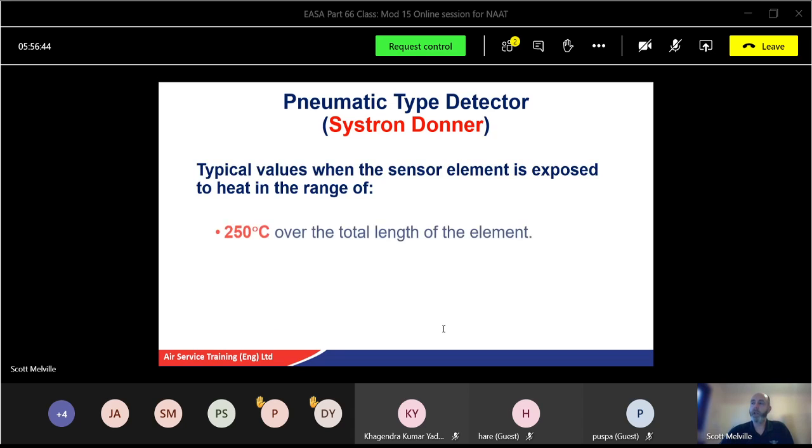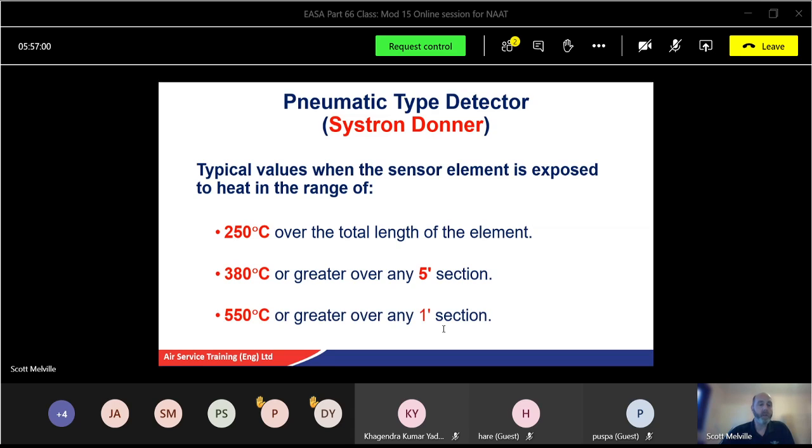So typical values of the sensor element exposed in the heat range is 250 degrees C over the total length of the element, or 380 degrees C or greater over any 5-foot section, or 550 degrees or greater over any 1-foot section. All right.